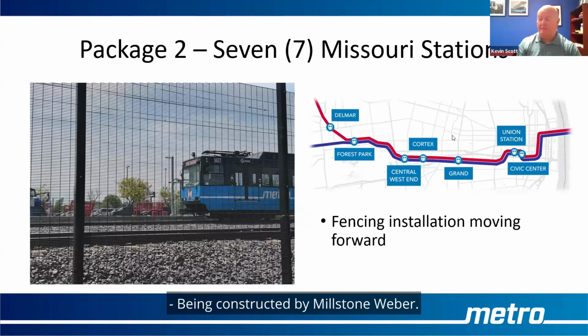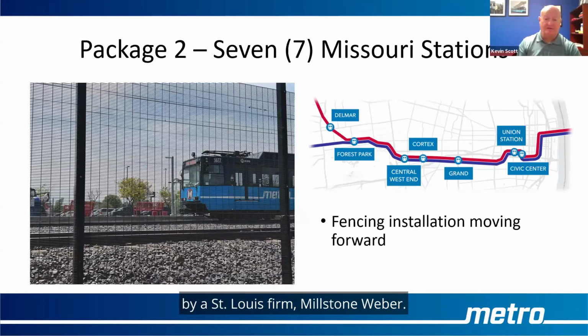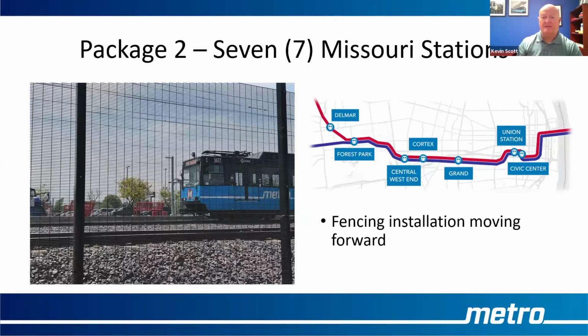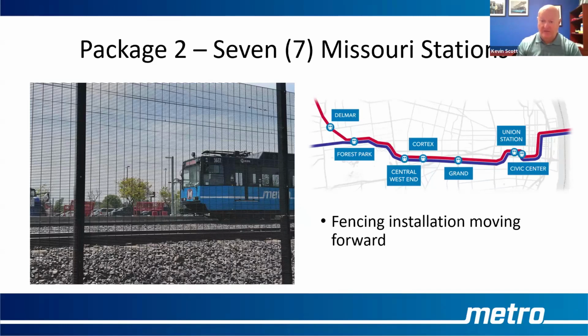Being constructed by Millstone Weber. Also, package number 2 is being constructed by a St. Louis firm, Millstone Weber. Package number 2 covers 7 locations through the central core of St. Louis: Delmar, Forest Park, Central West End, Cortex, Grand, Union Station, and Civic Center. So those will be online hopefully by December of this year.